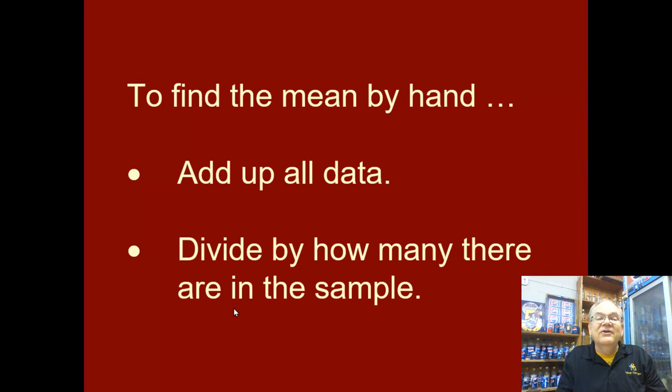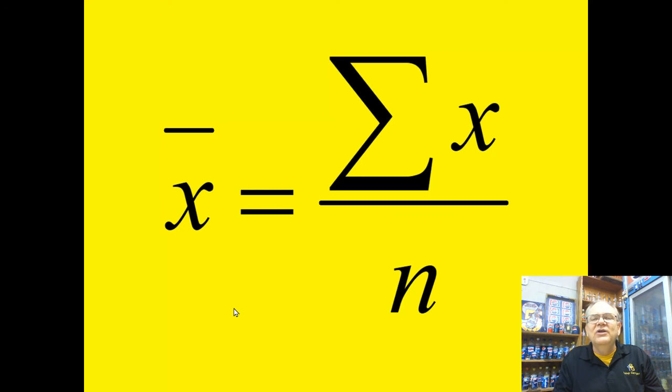You guys do know that if you want to find the mean, you add everything up and you divide by how many things there are. You've done that going all the way back to grade school. On the next screen, I have the same thing written a different way. And while you don't need to know this formula, it is there for a reason.